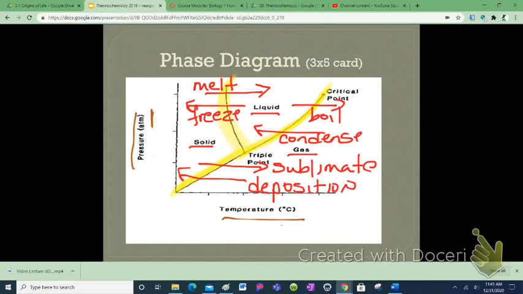As the pressure changes at a particular temperature, we can actually determine what state it will be in. Again, as the pressure changes at a particular temperature, we can say it's going from one state to another. In this case, it's going through the gas state into the liquid state. We can do the same thing when it comes to pressure.